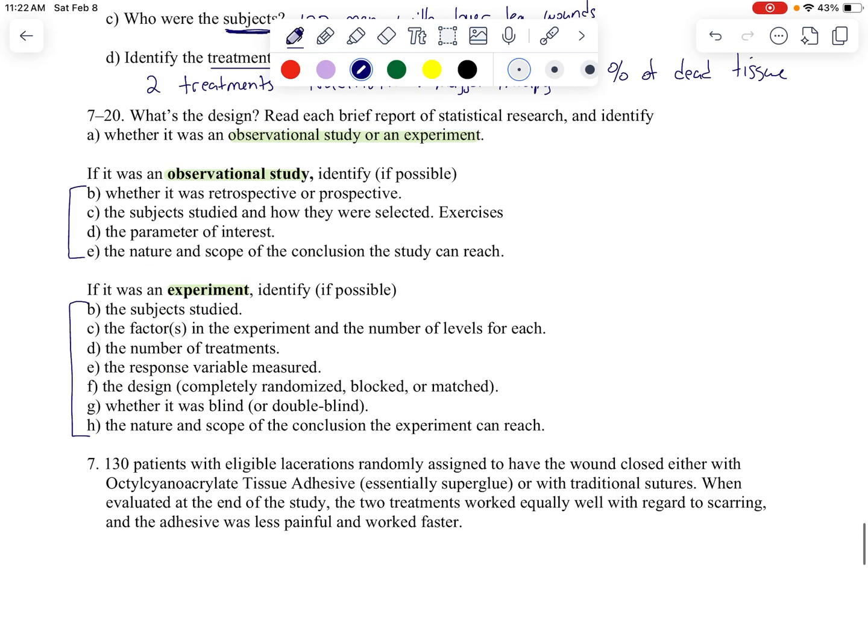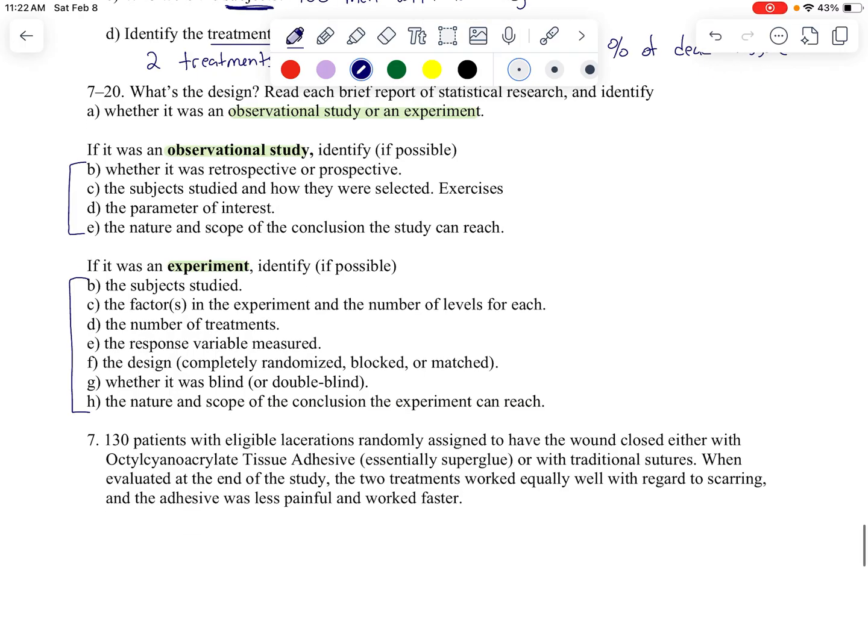So, off to the very first one. Let's see here. Again, the parameter of interest. A lot of this stuff now is stuff that we have talked about. We'll talk about the randomized, blocked, or matched design when we get to an experiment.